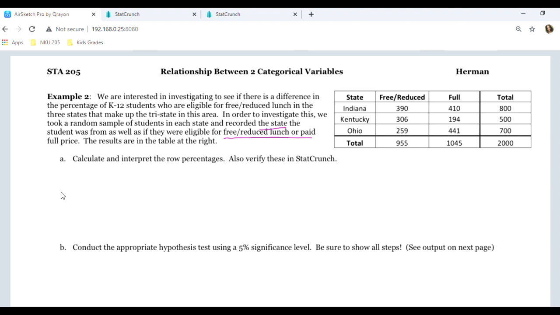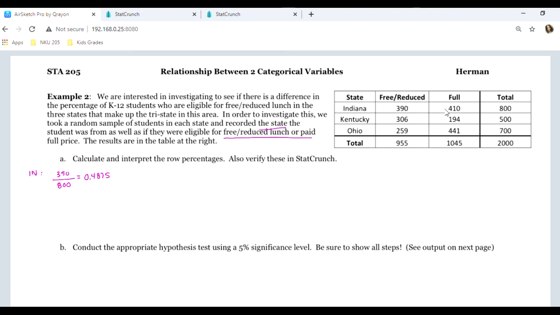So in part A, we're going to calculate and interpret these row percentages. So I'm going to first do Indiana with you, and then have you try the other 2 on your own. So for Indiana, I can see that I had a total of 800 students. So that's going to be my bottom number. My top number is just going to depend upon which column I'm looking at. So I'm going to first do the 390 to help tell me what percent of students in Indiana were eligible for free or reduced lunch. And I'll find that's a little shy of 58%. It's 48.75%.